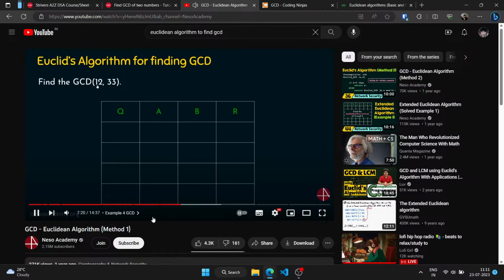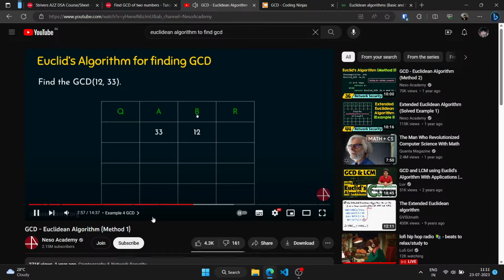Now we are going to take these two numbers, 12 and 33. Which is the biggest number of these two? This is 33, right? Always use the biggest number in A and the next number in B. So A is 33 and B is 12. So I am taking the biggest number 33 in A and the smallest number 12 in B. Now do the division operation, and whenever you find B becomes 0, then whatever is in A is the GCD. I repeat, do the division operation.